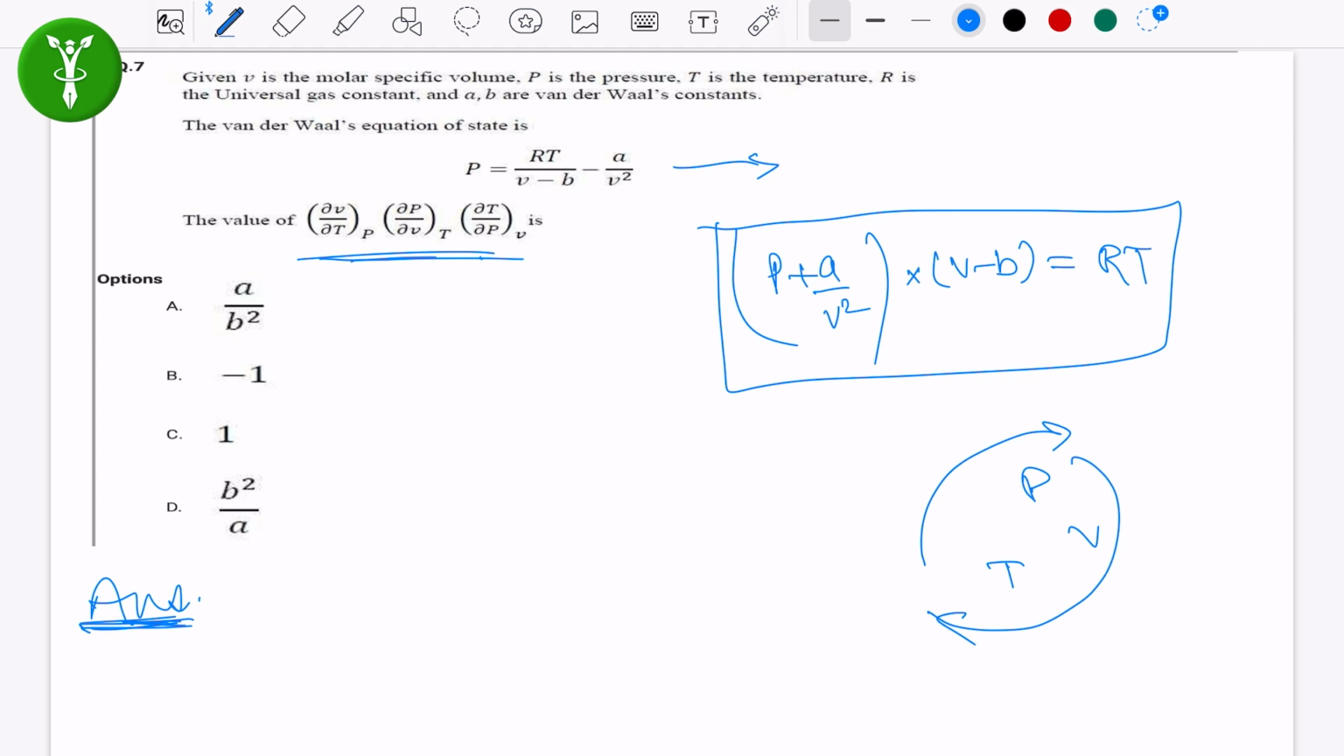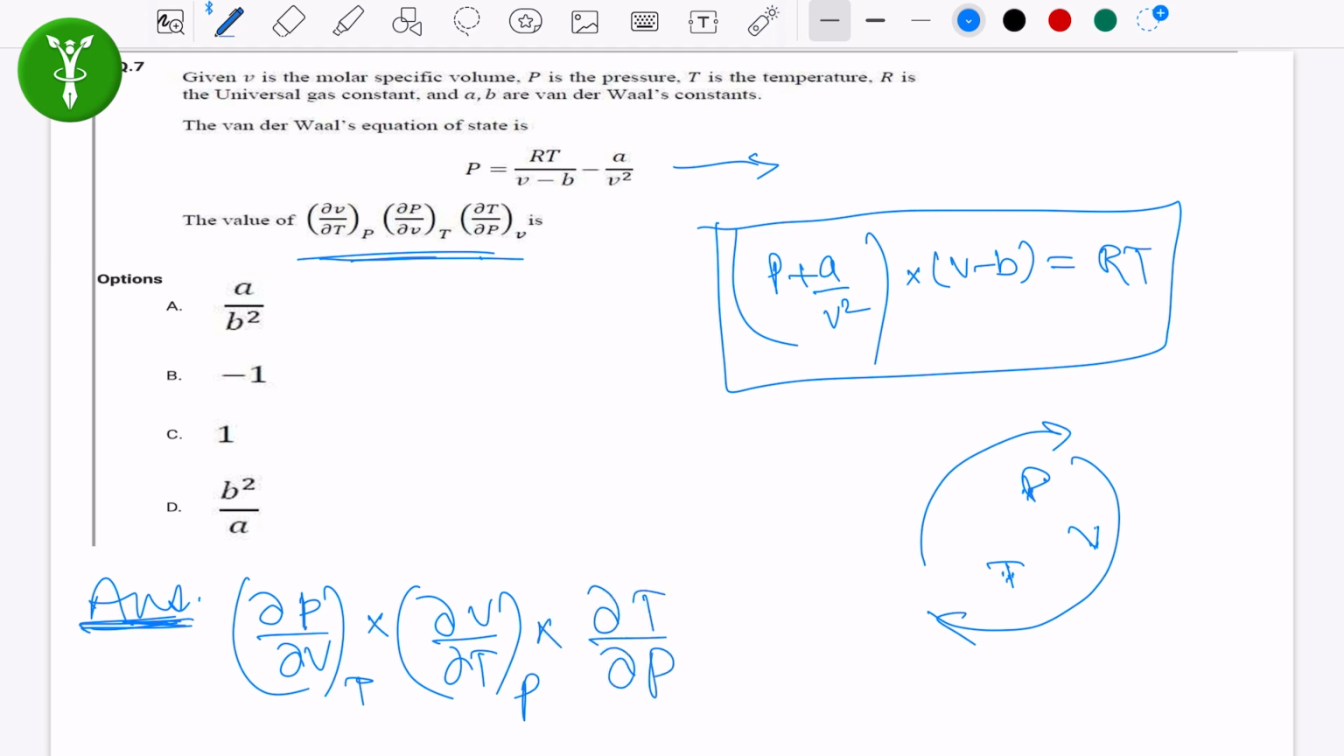Take del P by del V at constant temperature, del P by del T at constant pressure, then del T by del P at constant volume. The product of these three will be equal to minus 1. So we write (del P/del V) at constant temperature into (del P/del T) at constant pressure into (del T/del P) at constant volume. So this is minus 1. Just cross check, this is the same, this is the same, and this is the same.